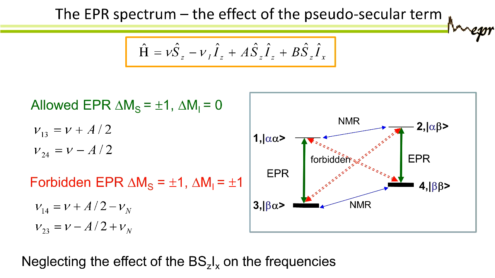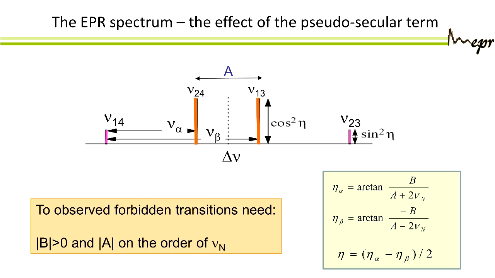So how does the spectrum look? Now Ni24 and Ni13 are the allowed EPR transitions. They are centered at the g value, or if you do it by pulse, by delta Ni, and they are split by A. And then we saw that the forbidden transitions are just shifted by the nuclear frequency. So the difference between Ni24 and Ni14 is Ni alpha, and the difference between Ni13 and Ni14 is Ni beta.